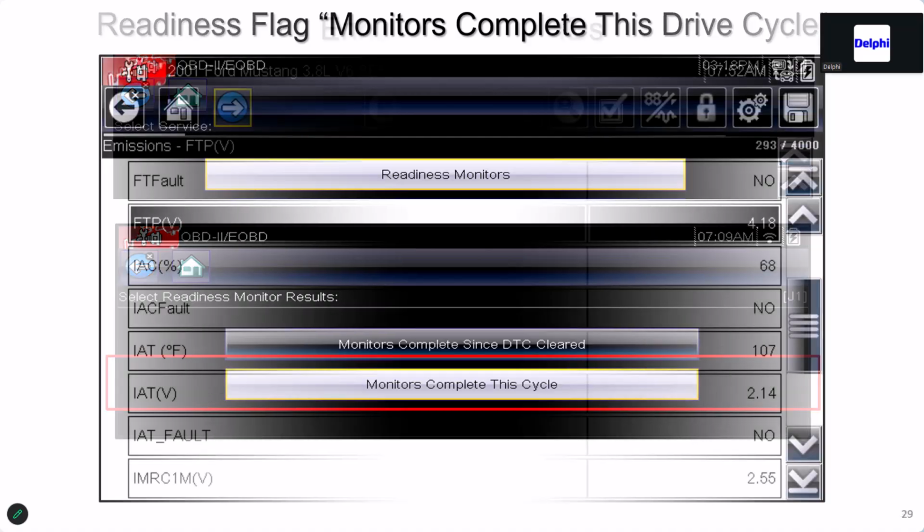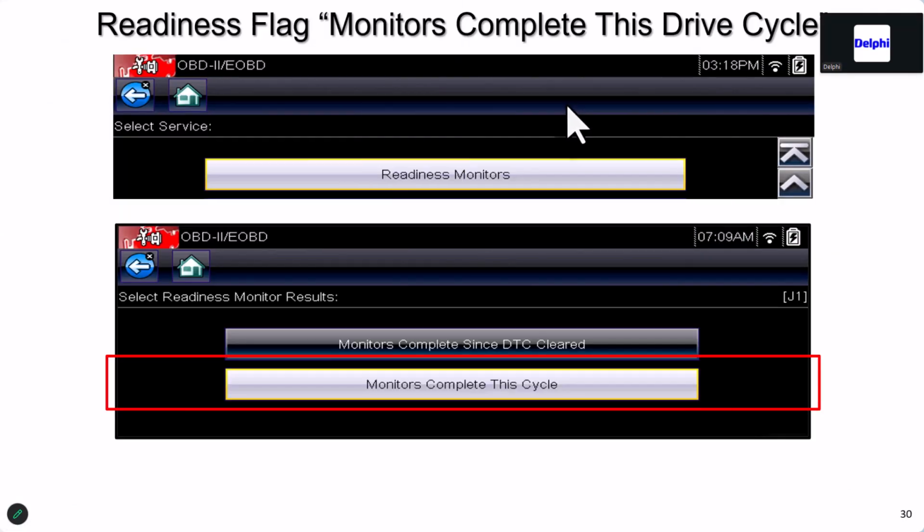Okay, next one. We've been using the one on top here, since cleared, since day one of OBDII. The problem with this is once they're set, complete, the only way you can see them switch is you have to clear it. Sometimes you don't want to clear these things because you don't want to have to run all the tests again. So there's this thing called Monitors Complete This Drive Cycle. We call it PID 41.